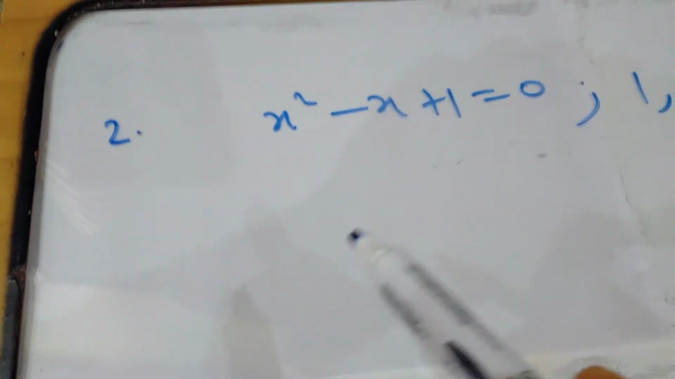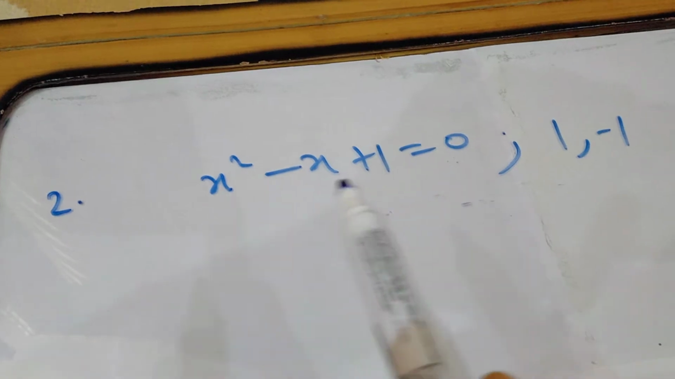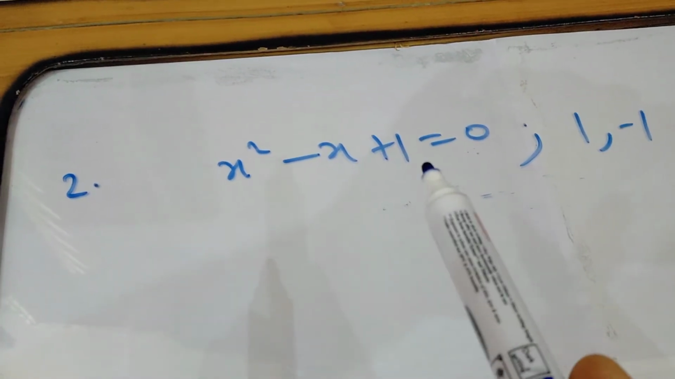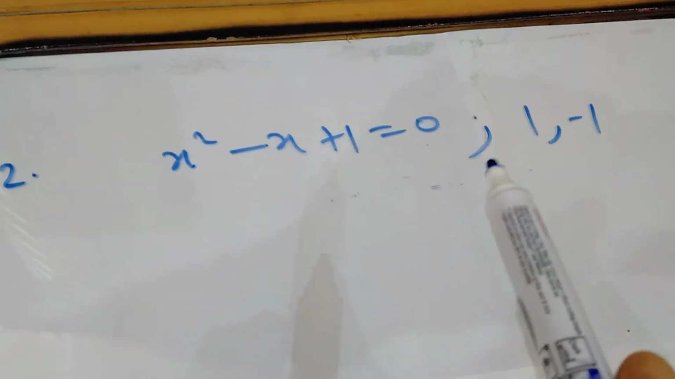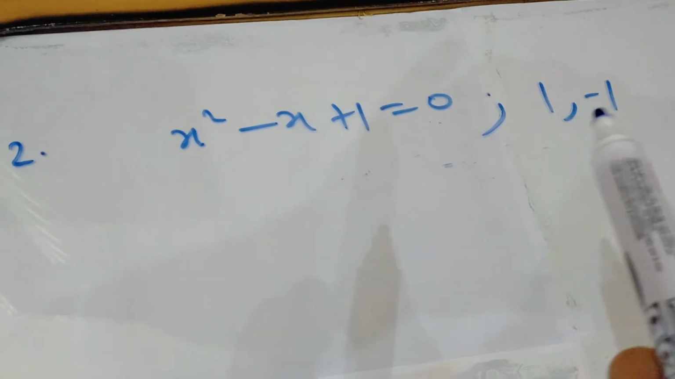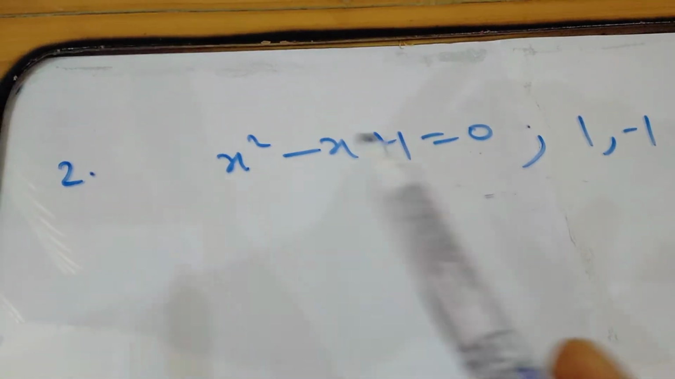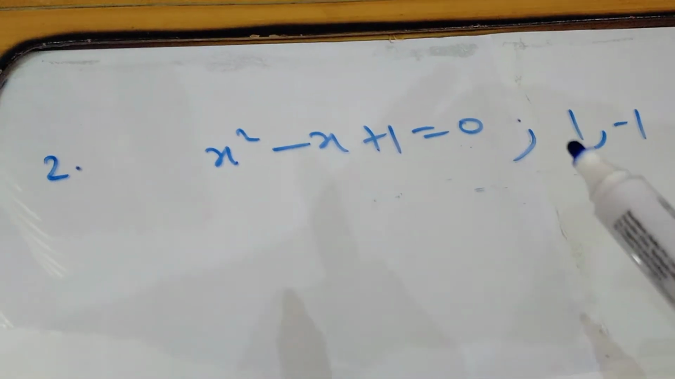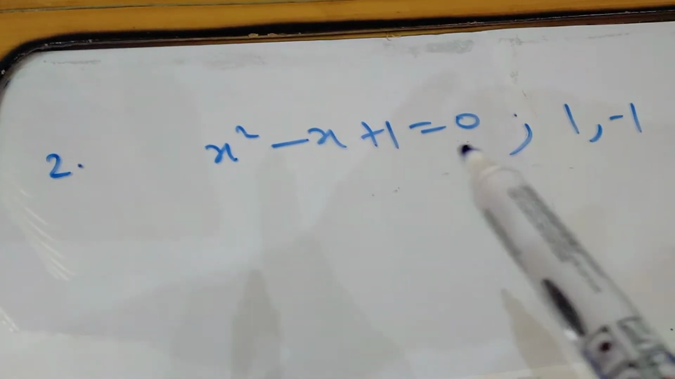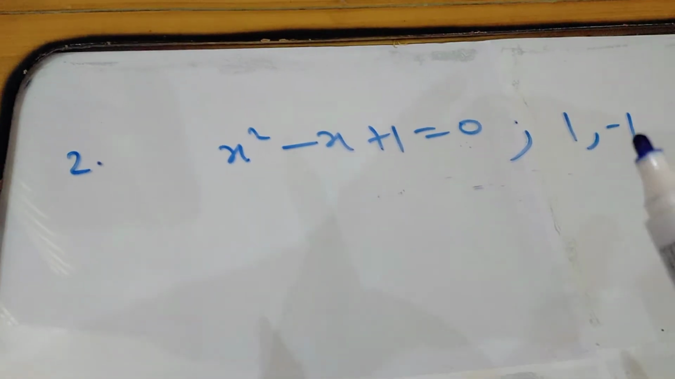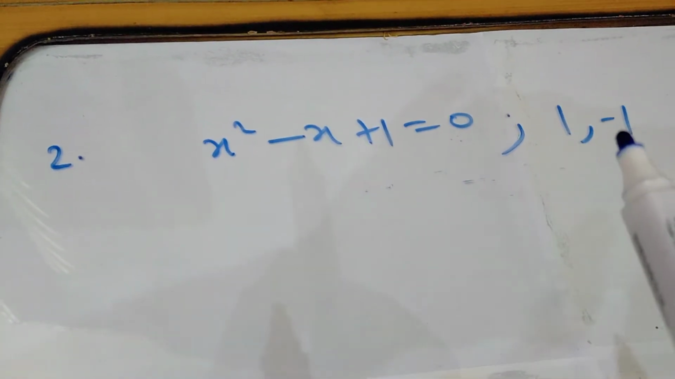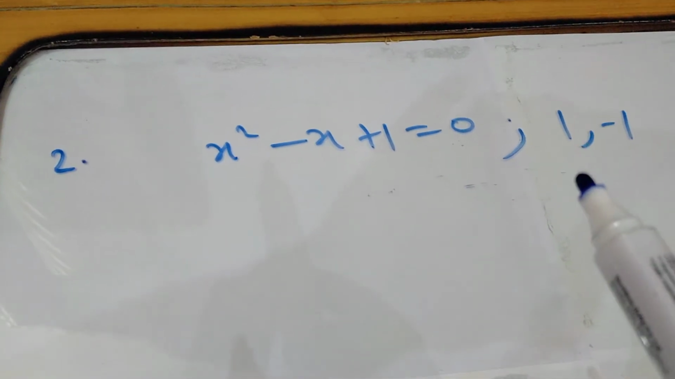Now in the next question, the quadratic equation is available. There is no need to cross check whether it is a quadratic equation or not. It is given to you and they are asking whether 1 and minus 1 are the roots of this quadratic equation or not. Roots means answer. The values of x which satisfy this equation are called the roots of this quadratic equation. So one by one I am going to check whether these two values are solutions or not.